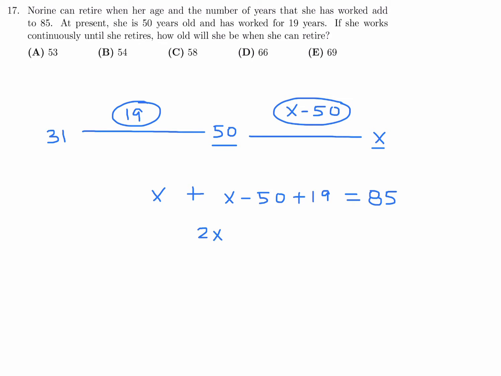So that means 2x minus 31 is equal to 85. And therefore 2x is equal to 116, and x is equal to 58. So she can retire when she is 58 years old, and therefore number 17, the answer is C.